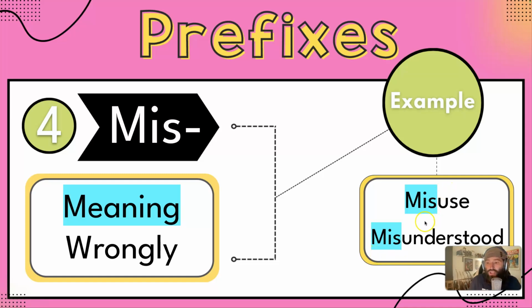It doesn't mean that you're not using. It means that you're using something wrongly. So just a lot of people think miss means not. It doesn't. It means to do something wrong. All right. So misusing is using something incorrectly or wrongly.